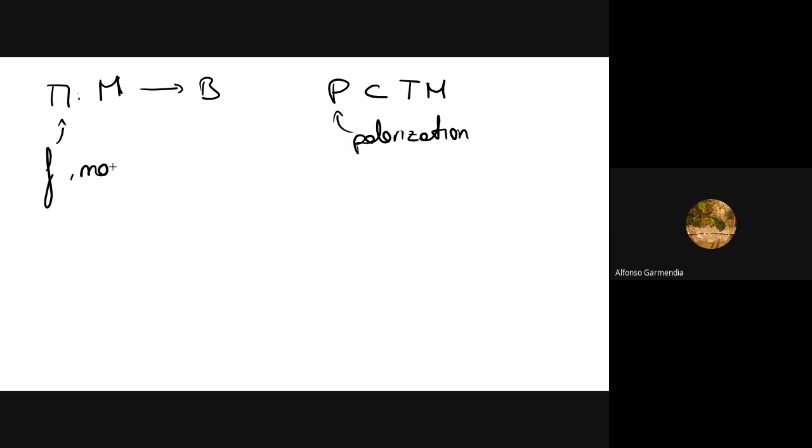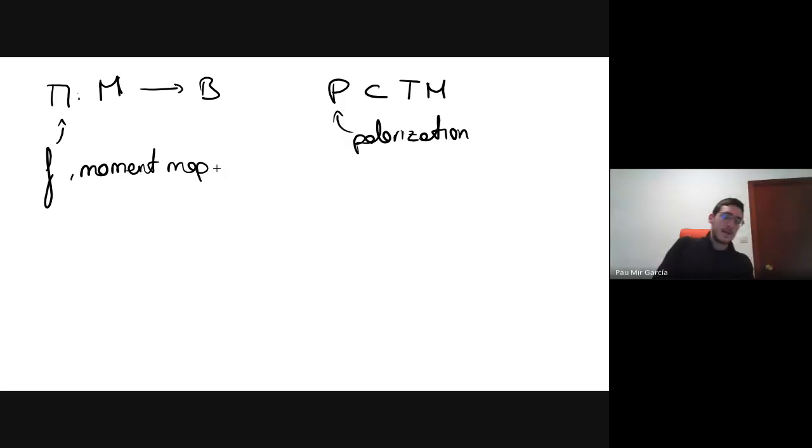And do you ask that the sections of the polarization are closed under the Lie bracket, or that is not necessary? I ask some things that I'm not saying. For instance, that fibers have to be compact. I'm asking polarization. So in fact, this moment map I'm asking that it has compact fibers.